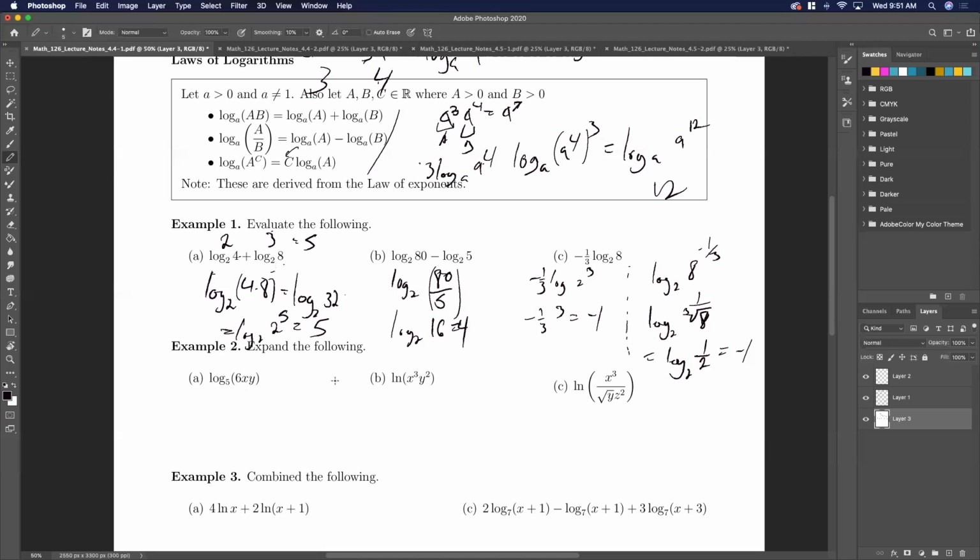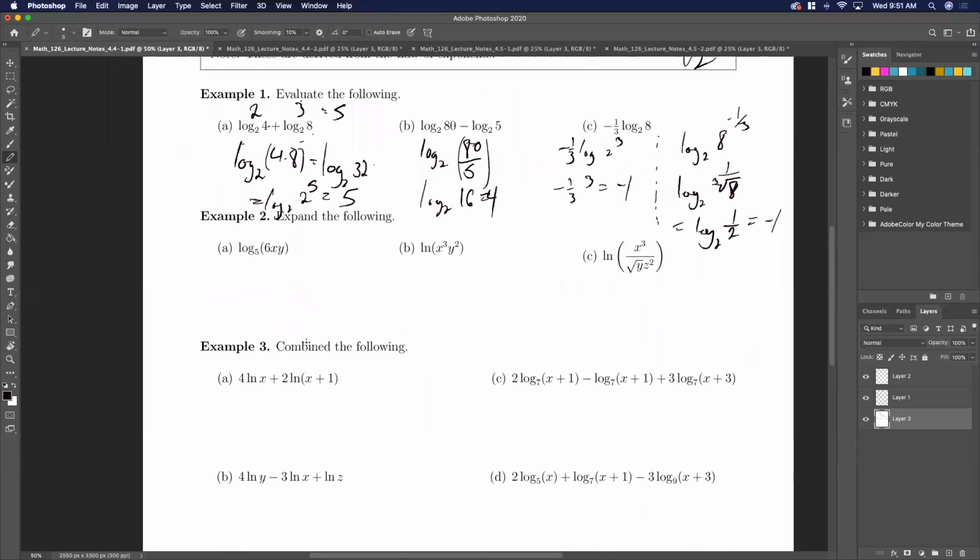So let's do that. So here, if I have log base 5 of this, this is multiplied by 3 things. So I can write this as log base 5 of 6 plus log base 5 of x plus log base 5 of y. So here, instead of putting it together, I can pull it apart.